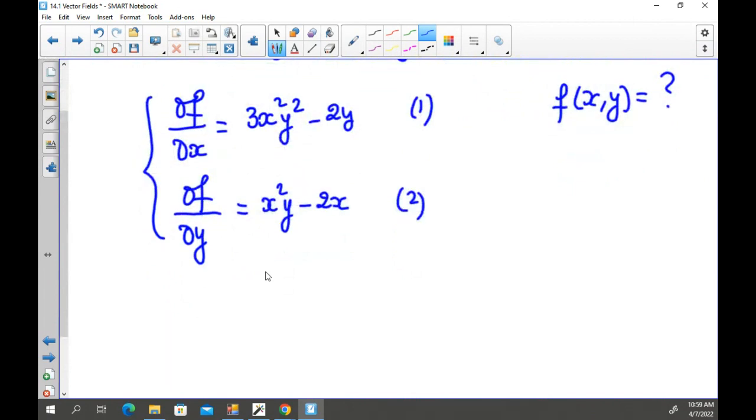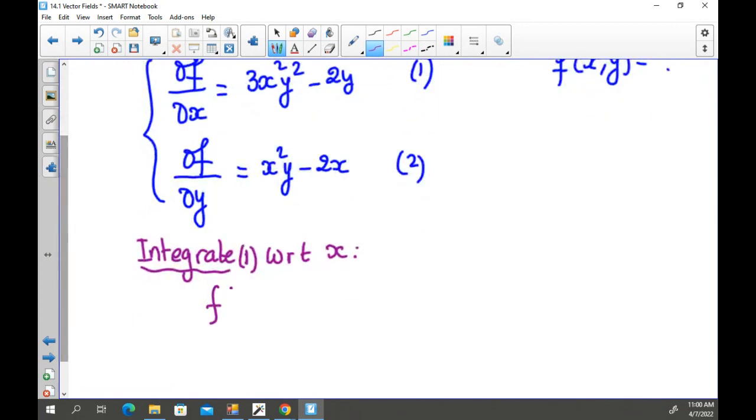So now, as usual, we will integrate. By the way, I could integrate 2 here, it's okay. Integrate 1, I could start with 2 if I want, with respect to x. But if you integrate 2, then it will be with respect to y. So if you integrate 1 with respect to x, it will give you f of xy equal to x cubed y squared, minus 2yx plus a function of y.